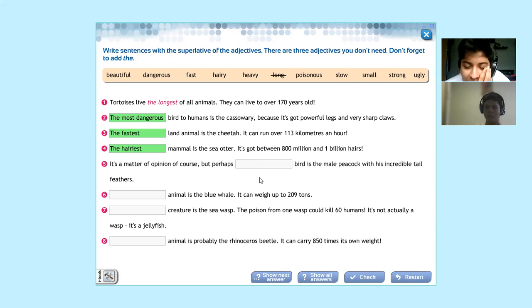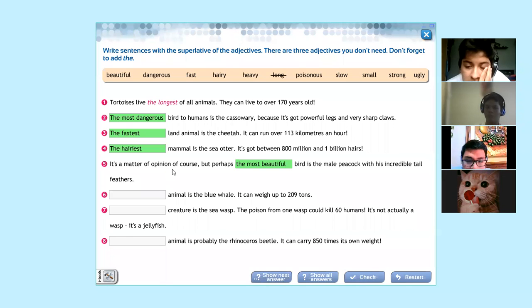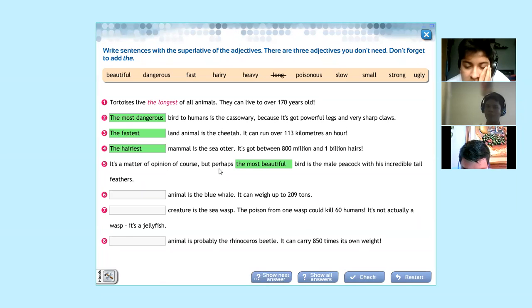Dalia Suarez, number 5. It's a matter of opinion, of course, but perhaps the most beautiful bird is the male peacock with this incredible tail. Okay, it's the peacock. Continue with the number 6, please.